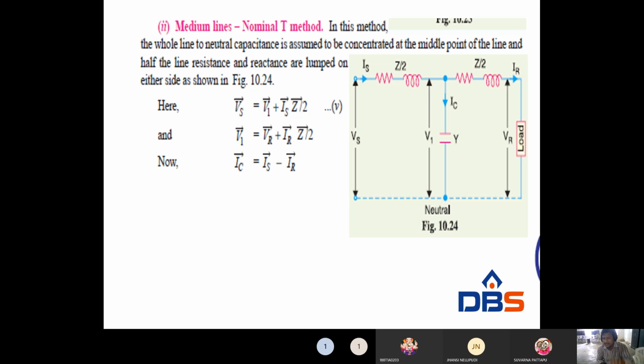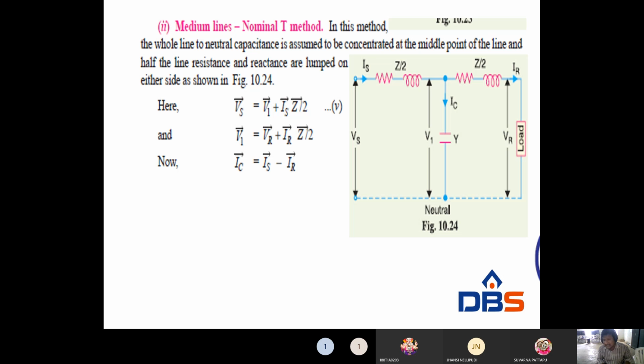First half is Z/2, that is R/2, XL by 2. Second half impedance is also Z/2, that is R/2, XL by 2. So in the middle of the line, admittance is there, right? For medium transmission lines, admittance is there, a C value is there, whereas in a short transmission line there is no capacitance, which means C is equal to 0, right? So it divides the network into two halves, that is IS into Z/2, Z/2 into IR. Before, the network has no capacitance, that is nothing but a short transmission line, which is a series circuit.